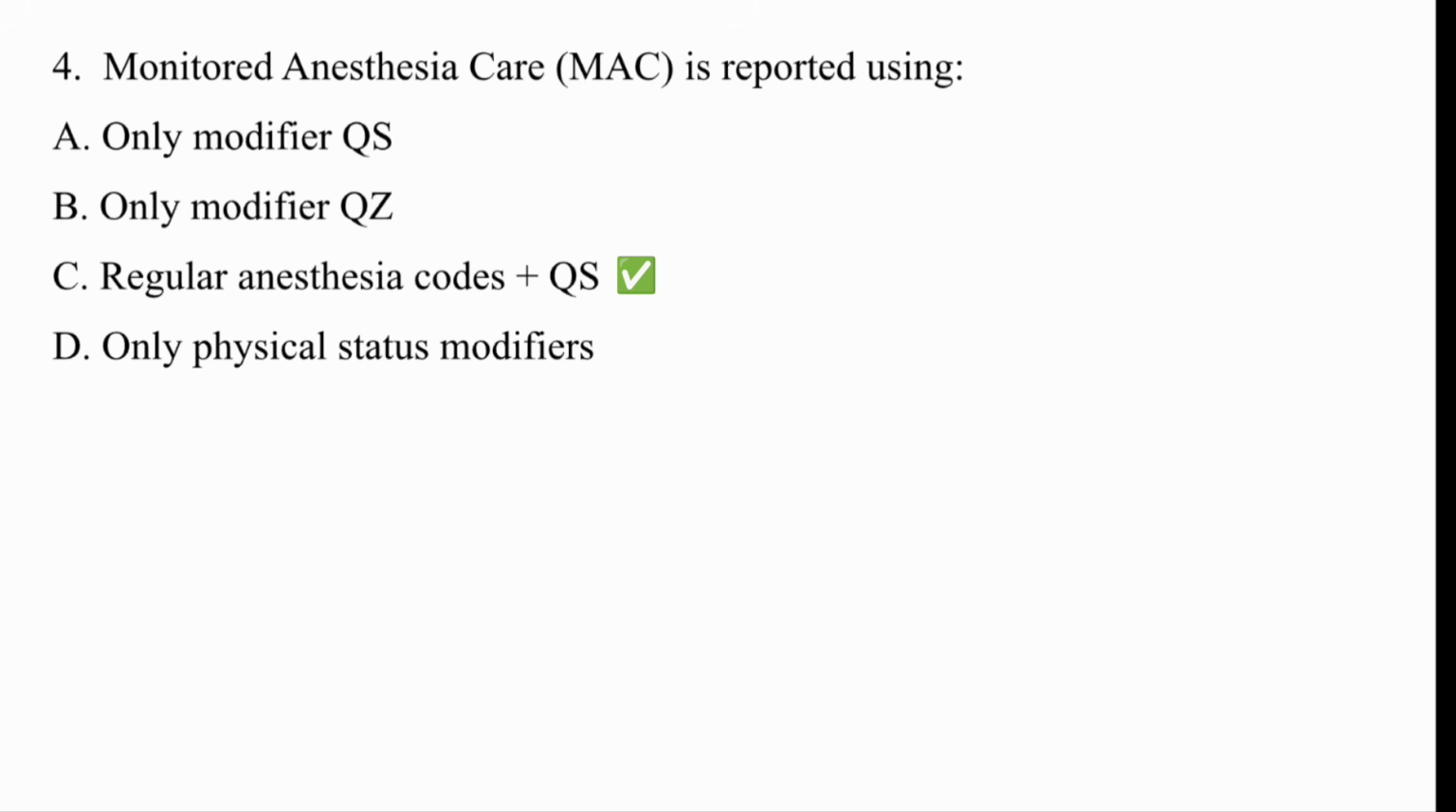Let us see why other options are wrong. Option A, only modifier QS is wrong because QS cannot be billed alone. And option B, only modifier QZ is wrong because QZ is for CRNA without medical direction. It is not for MAC. Option C is correct and option D, only physical status modifiers is wrong because physical status modifiers, that is P1 to P6, are added in addition to anesthesia codes, not instead of QS. Next question.